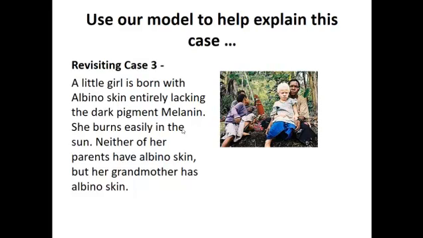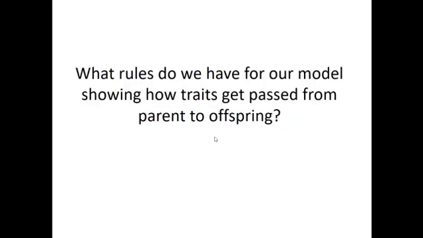So now that we have reviewed some stuff from the beginning of our genetics unit, I want us to come back to our albino girl. I want you to use a model, these cell models, to help us explain this case. You have in front of you Big Ideas, page 16. On Big Ideas, page 16, I would like you to think about what rules we might have for our model, showing how traits can get passed from parents to offspring. Again, reviewing the things that we've done in our previous units.